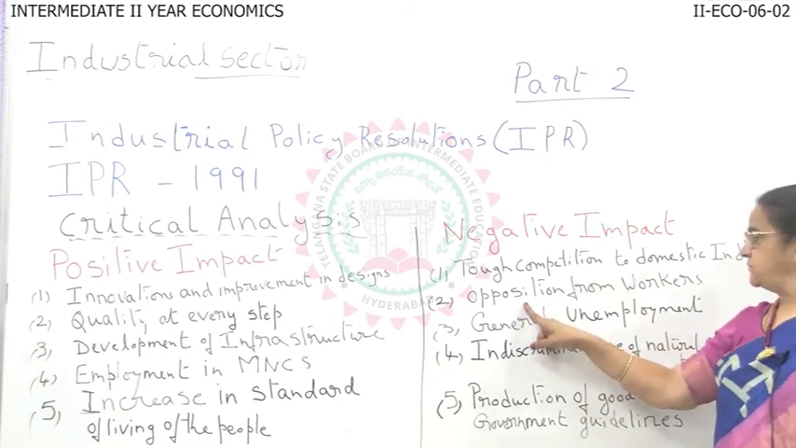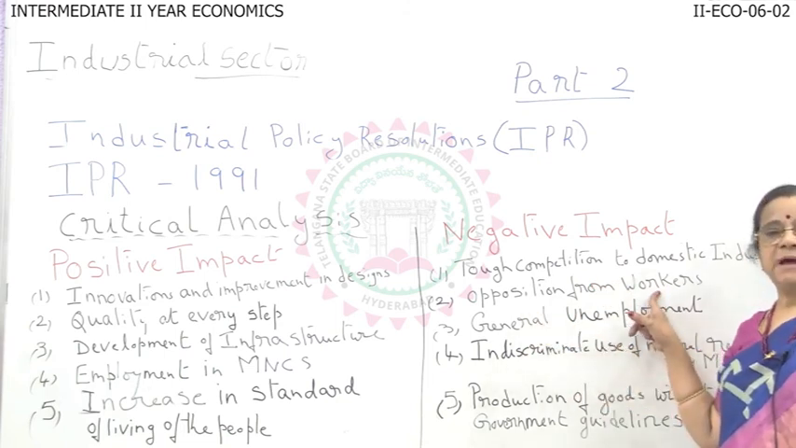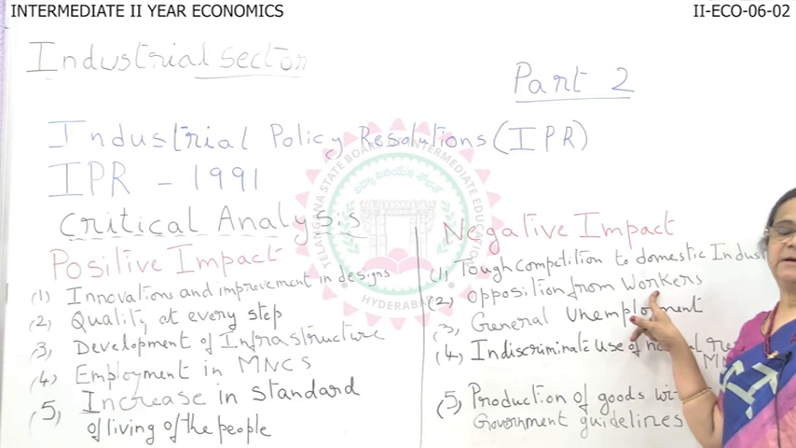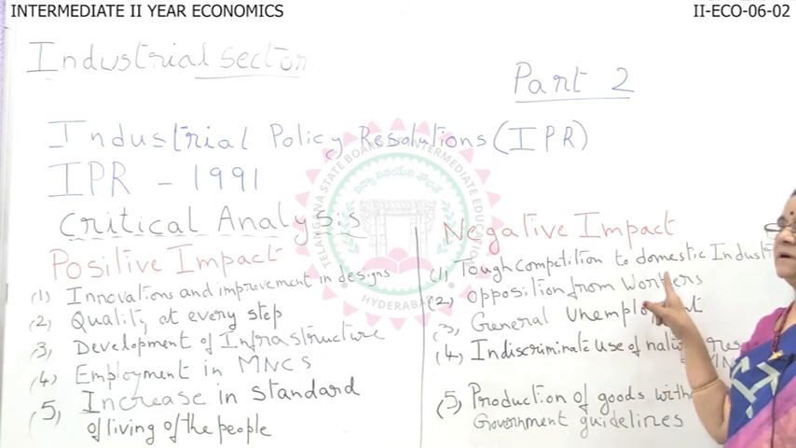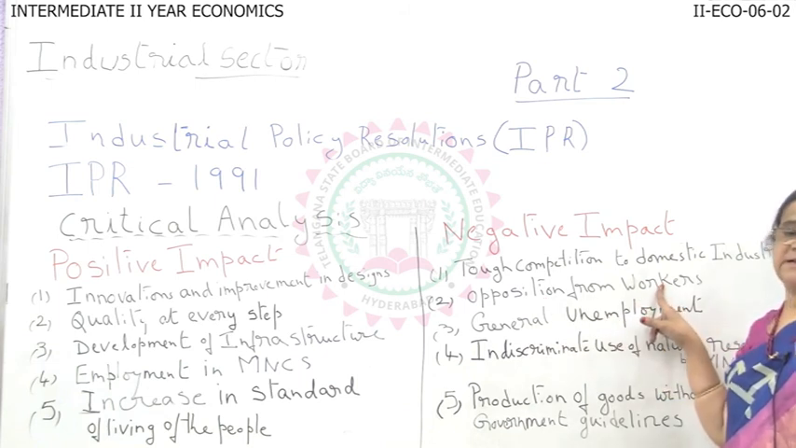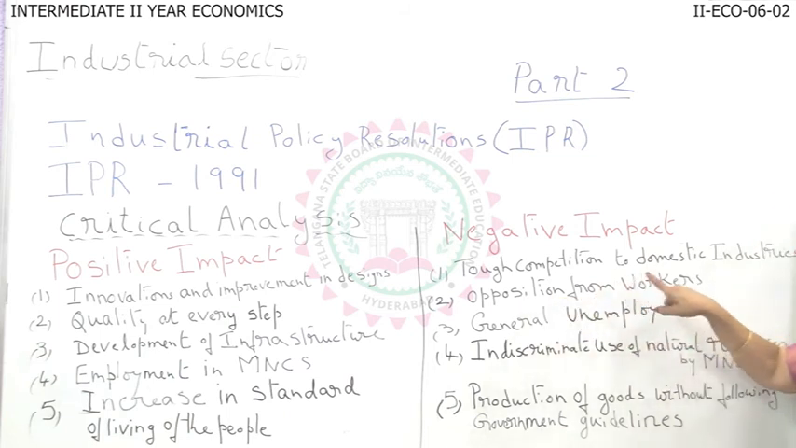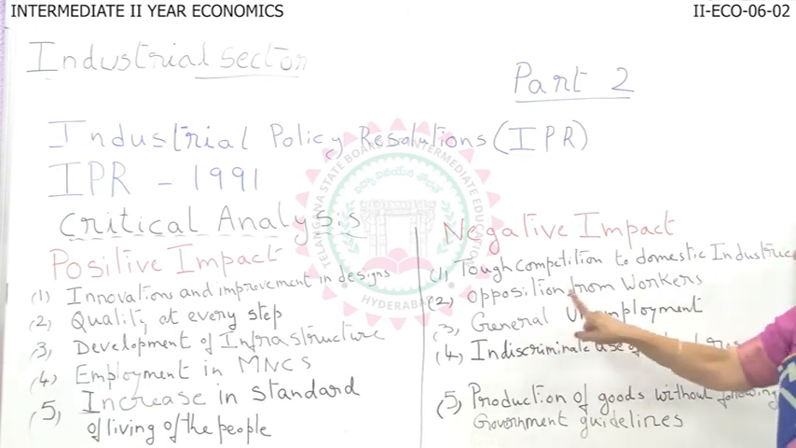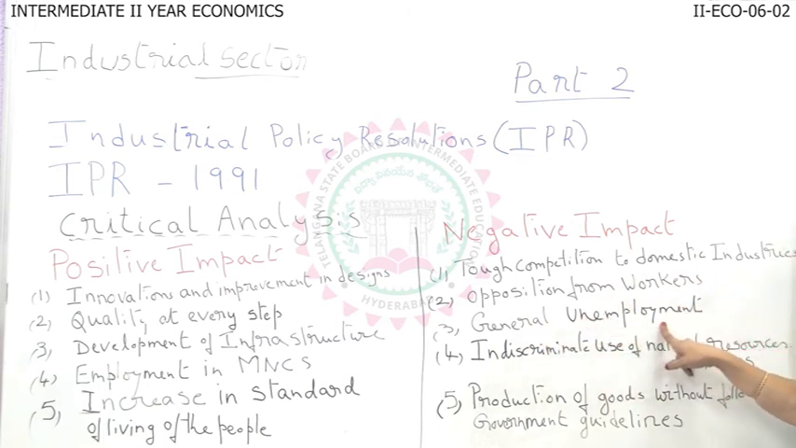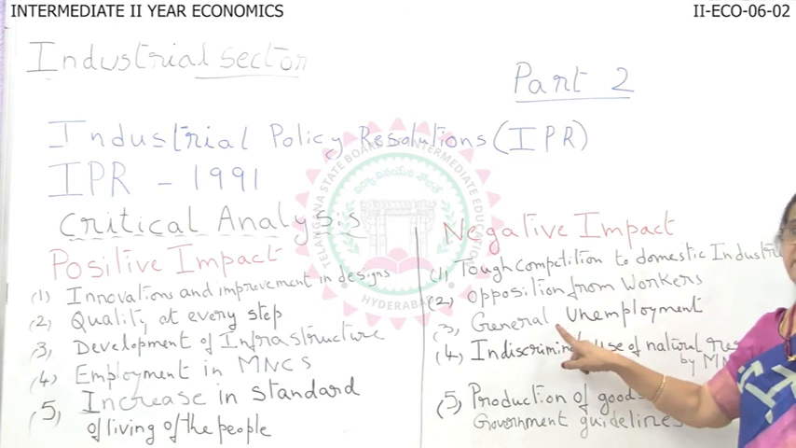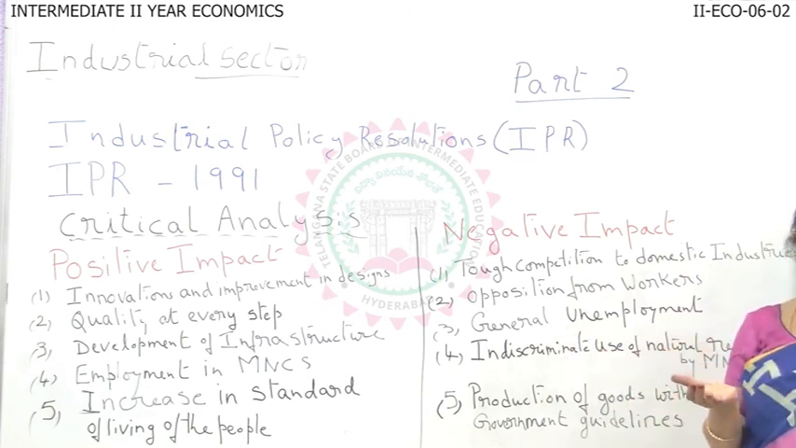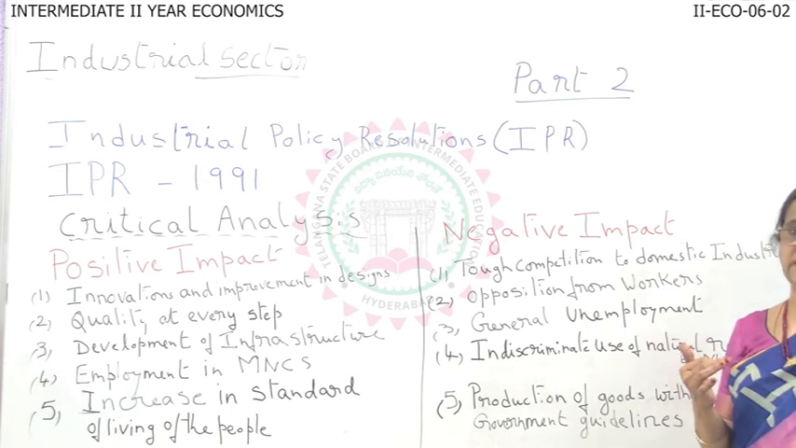Then, opposition from workers. IPR 1991 led to closure of public sector units, then reduction in public sector activities and so on. So there is opposition from workers because they fear that their salaries will be reduced and their jobs will be removed. Then general unemployment. Employment in specific sectors, MNCs, is increasing, but unemployment in general, like among unskilled workers and others, is on the increase.